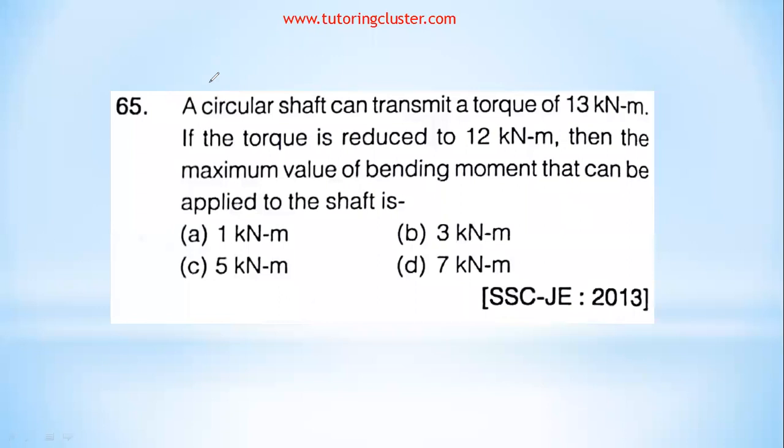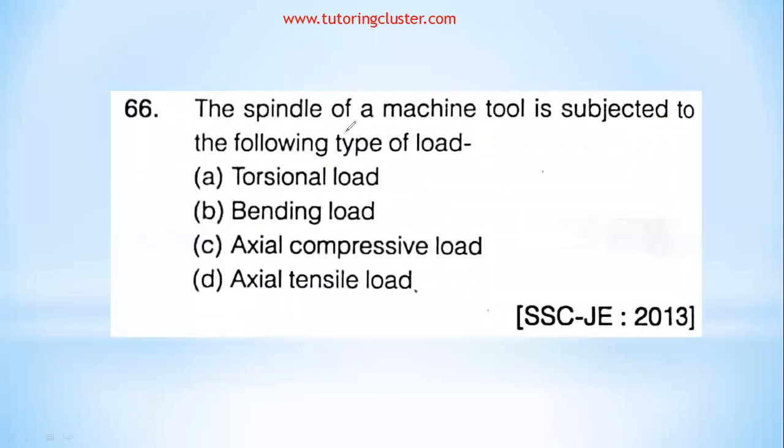Next, question number 66. A spindle of a machine tool is subjected to the following type of load: torsional load, bending load, axial compressive load, axial tensile load. So basically the spindle of a machine tool is rotating, it's a torsional load. It's a torsional load, right? It undergoes a rotation, spindle. Okay, next.